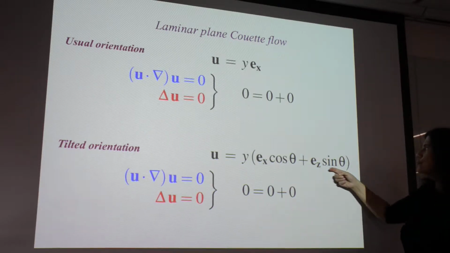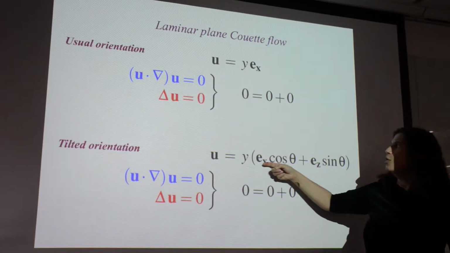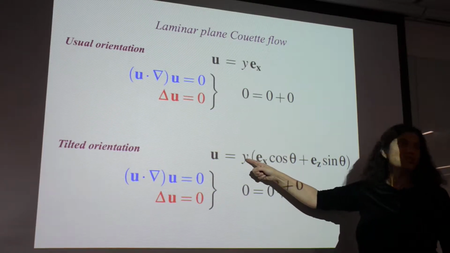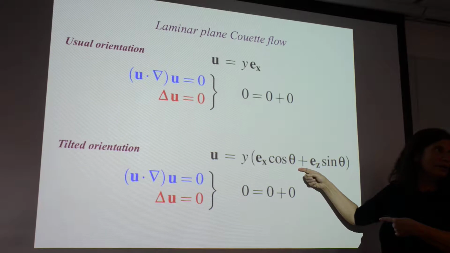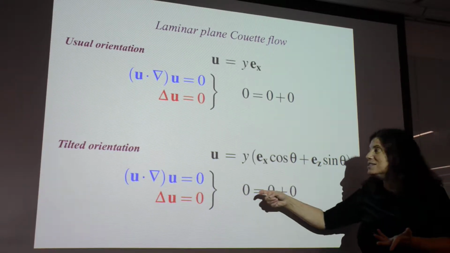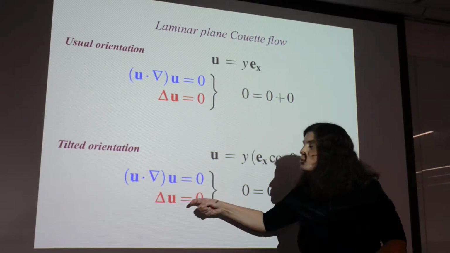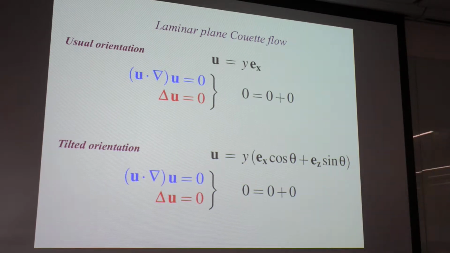And that's true if you tilt it as well. If you tilt it, you'll still have that. The variation is in y, but the flow is perpendicular to that. So again, you have 0. The sum of these two is 0 because each individual one is 0.